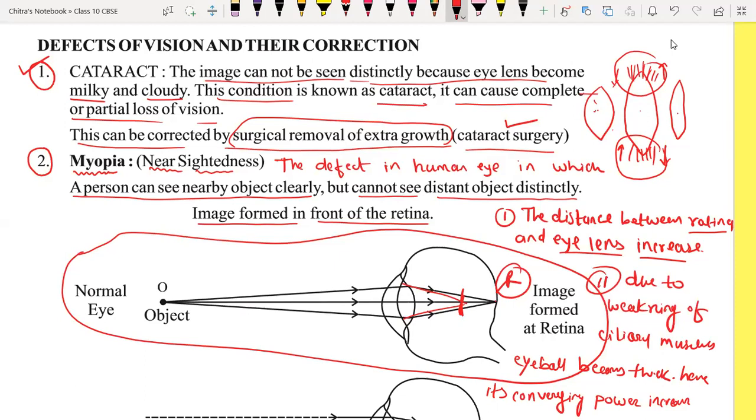Everyone understood? See, one reason is due to weakening of ciliary muscles, and the other is due to accidental injury or swelling of the eye, or maybe due to aging, or continuous watching of laptop or mobile phone. This may also happen if less amount of nutrients is supplied to the person. There are many reasons for that.